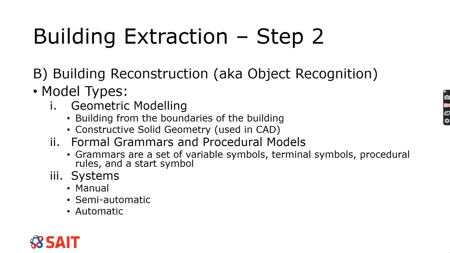So step 2 is building reconstruction itself. This is actually creating what it looks like. So we have geometric modeling, we have something called formal grammars, and we have something called systems. All of these different models are automated methods of trying to recognize what a building should be. This is like making it pop out of the ground and creating a side. Now, if you were to do Lidar, you're not going to see the side of the building, or very little of the side of the building.